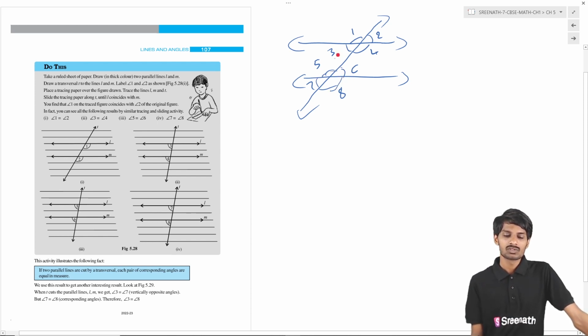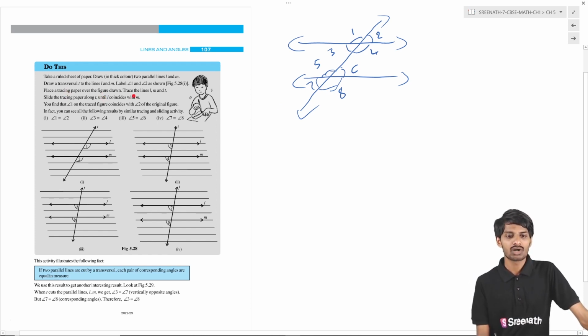So now what we have to do is take a trace paper over the figure drawn, trace the lines L, M and T, and slide the tracing paper along T. So this is the T, and this is the L, and this is the M. So we have to slide the tracing paper along T until the L coincides with M.